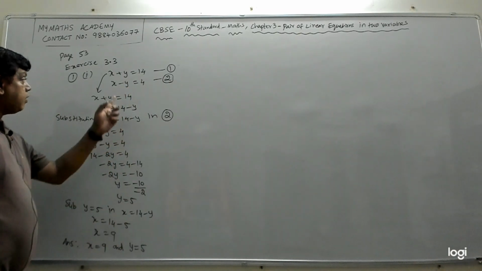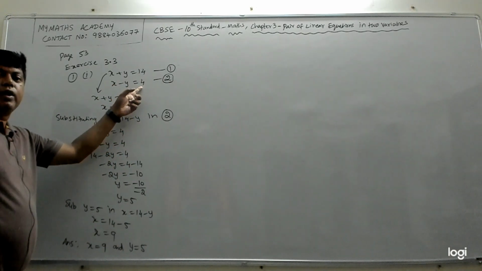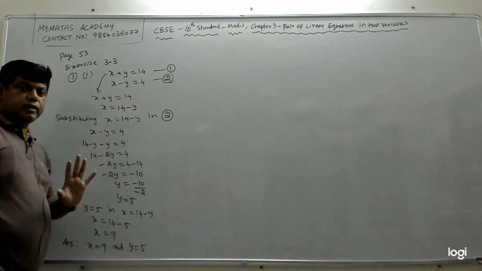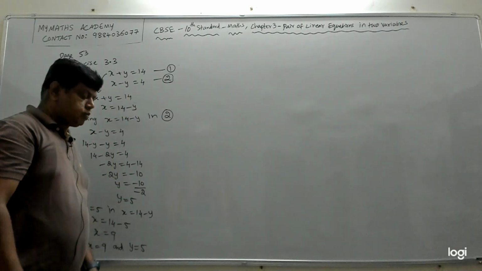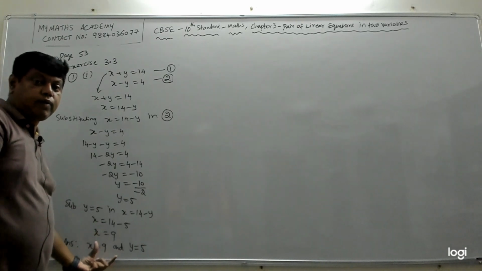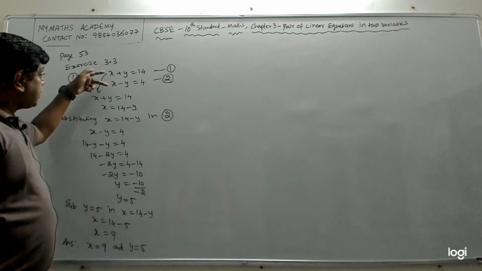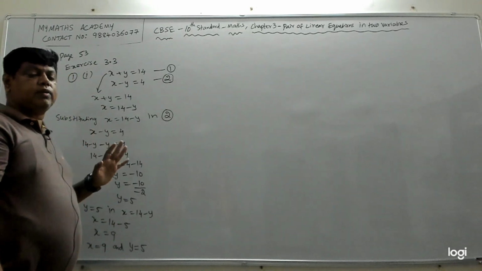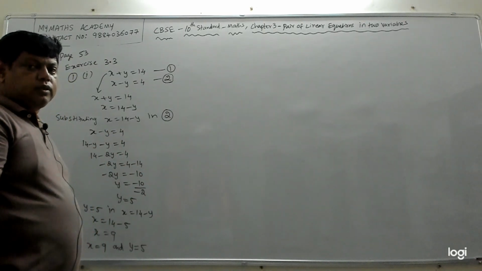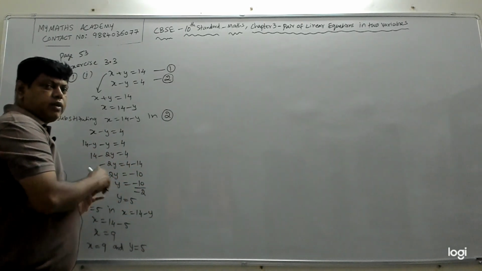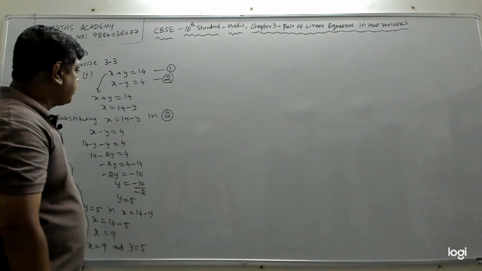So 9 minus 5. What is 9 minus 5? 4. You are getting 4, which means your answer is right. So that way you can verify. Whenever you solve an equation and find the values of x and y, you can substitute back and check whether they satisfy. If they satisfy, your answer is right. Just for your satisfaction, you can check the verification. It's not required in your exam, right?